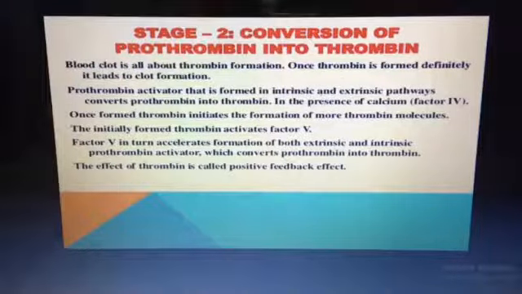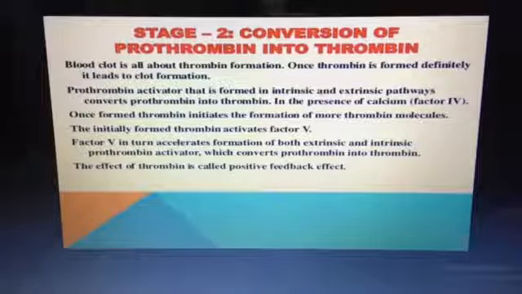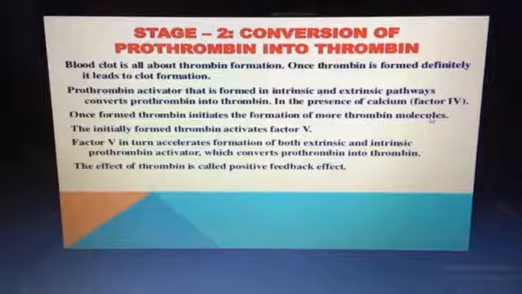Stage 2, conversion of prothrombin to thrombin. Blood clot is all about thrombin formation. Once thrombin is formed, it leads to clot formation. Prothrombin activator can be formed in intrinsic and extrinsic pathways in the presence of calcium, which is factor 4. Once formed, thrombin initiates the formation of more thrombin molecules. This we just discussed, that is called positive feedback effect. The initially formed thrombin activates factor 5. Factor 5 in turn accelerates formation of both extrinsic and intrinsic prothrombin activator, which converts prothrombin to thrombin. This is the only point which you can write specially during this step, conversion of prothrombin to thrombin.